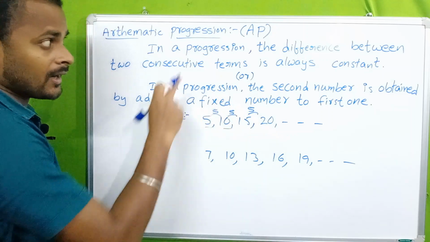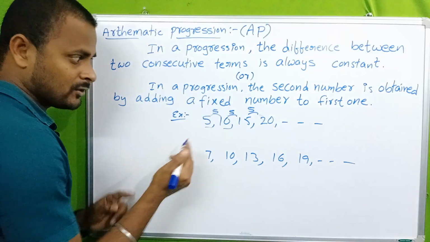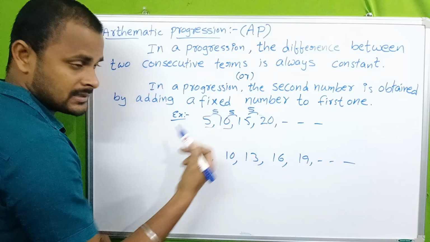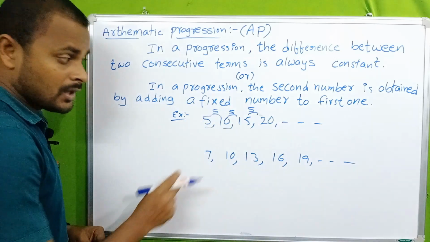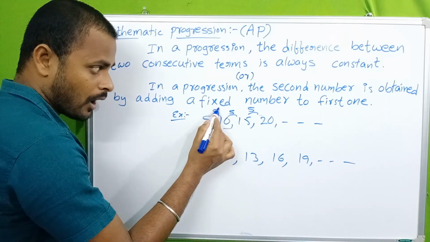According to this definition, the difference between two consecutive terms, consecutive meaning one by one: 5 and 10 difference is 5, 10 and 15 difference is 5, and the next consecutive, 15 and 20 difference is 5. So the difference between two consecutive terms is always constant.